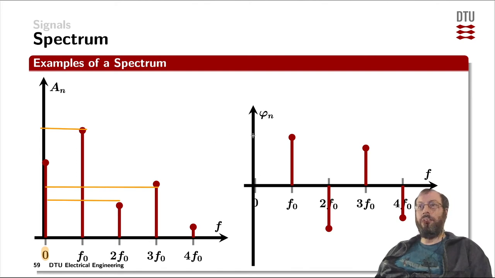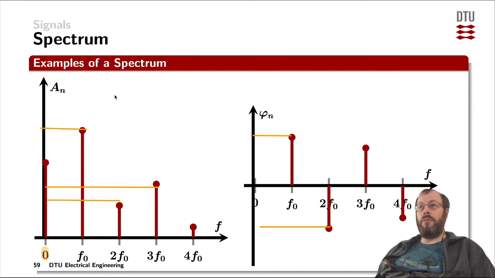Simultaneously, the fundamental frequency has a phase in this phase spectrum, and it has a phase value at all of its harmonics, which you could plot like this. Now, this is an arbitrary signal that is just randomly plotted here, but a few things are nevertheless very typically seen in electronics.